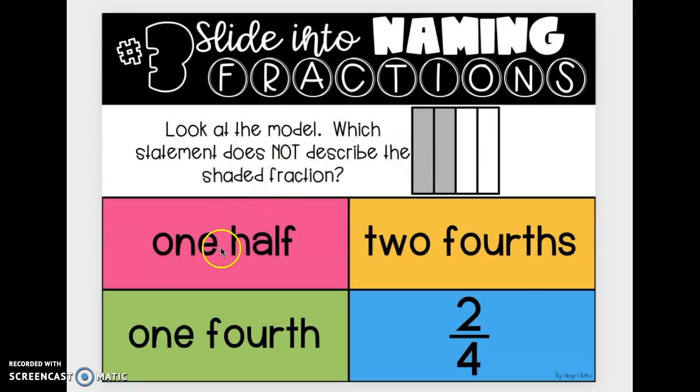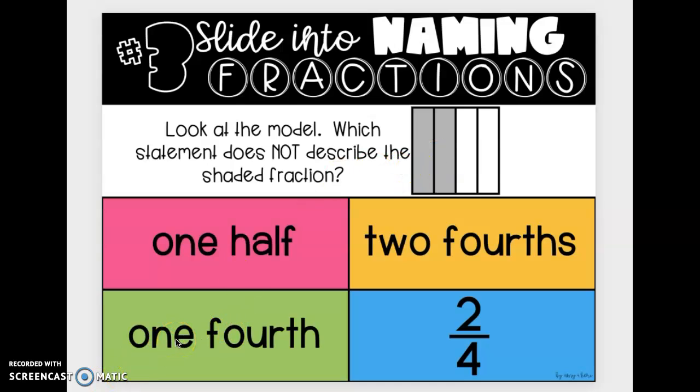One half. Let's look. Well, one half of it is shaded, isn't it? Because there's four pieces and two of the four are shaded. So one half is shaded, that's right. Let's look. Two fourths. We have one fourth, two fourths. Yes, two fourths is shaded. Very good. Let's look at the next one.